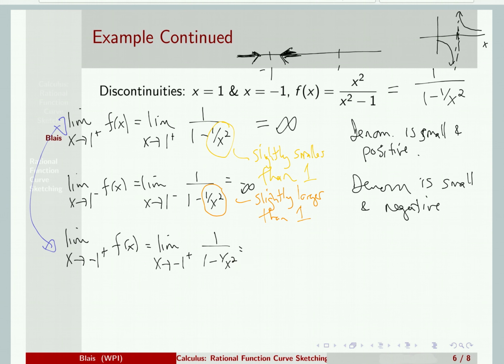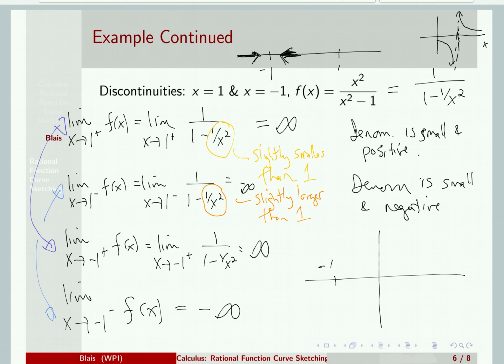So as we go to negative 1 from the right, we will also approach infinity. And as we go to negative 1 from the left, as in the above case, we will have the same outcome of minus infinity. So as we approach minus 1, if we come from the right, we're blowing up to infinity, and if we come from the left, we're blowing down to minus infinity. So this handles the behavior at these discontinuities of f.